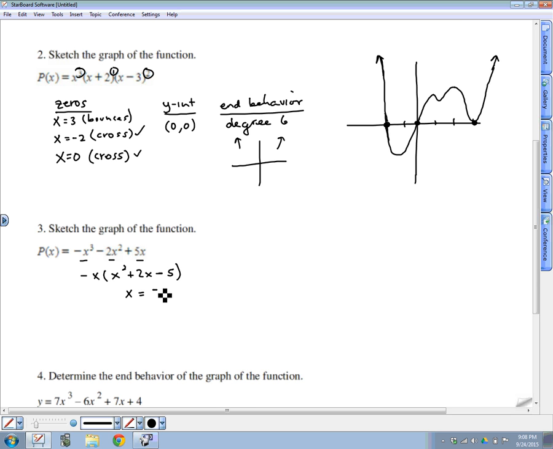So x equals the opposite of b plus or minus the square root of b squared minus 4 times a times c, all over 2a. Minus 4 times 1 times negative 5 is 24.